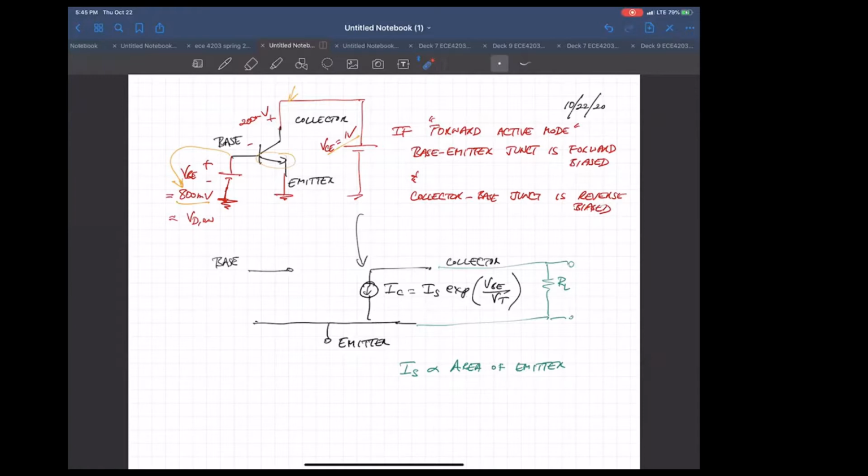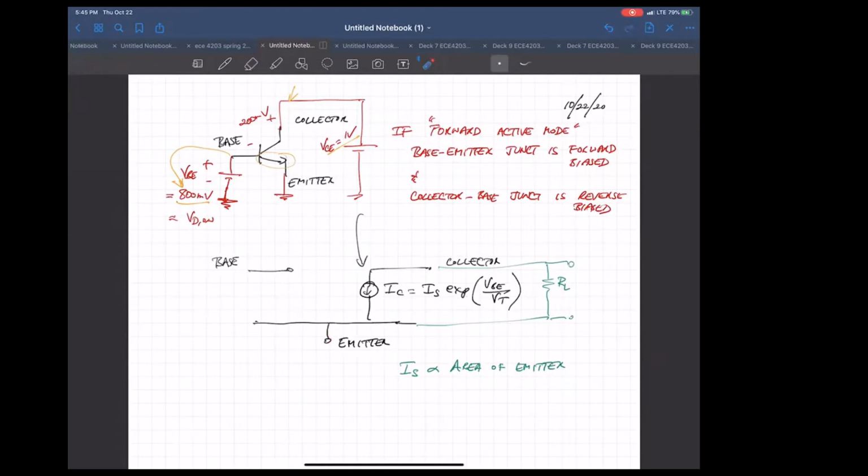And now today, I'm going to do one more example out of the book. And then we're going to start looking at basically the base current and the emitter current.